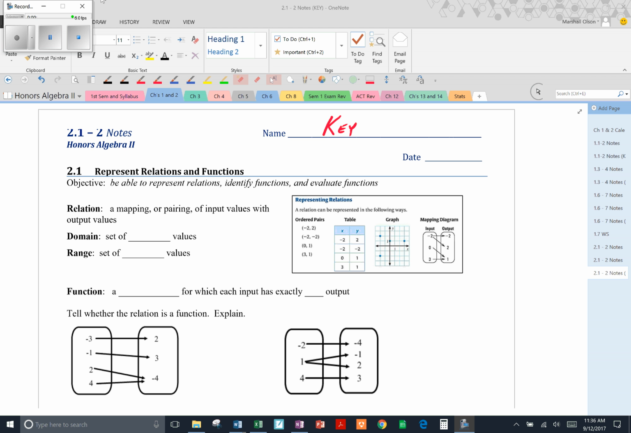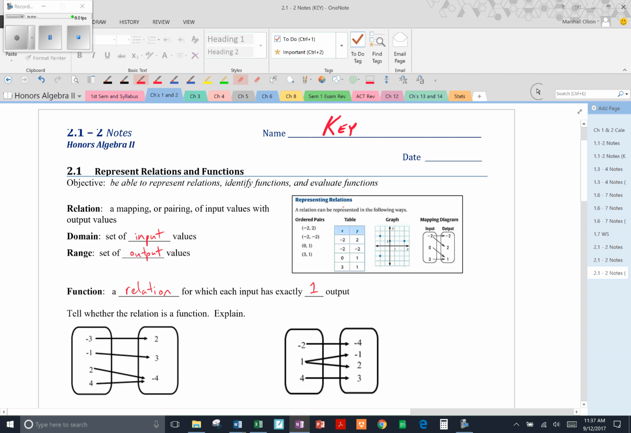For example, domain and range is something that we're going to deal with quite a bit. So let's start with that. A relation is a mapping or pairing of input values to output values. Input and output values are also referred to as the domain and range, respectively. So the input values are the domain and the output values are the range. A function is a relation for which each input has exactly one output value.